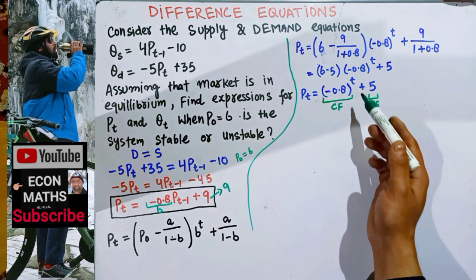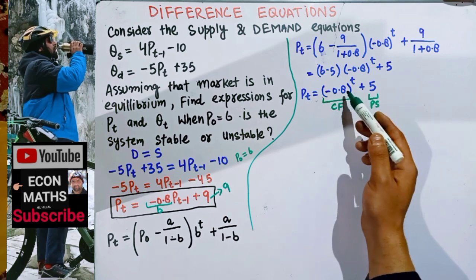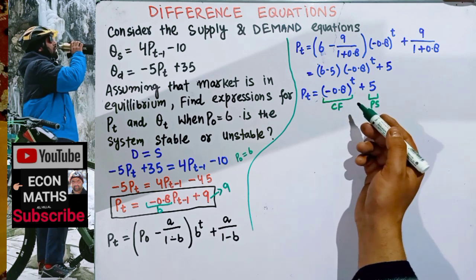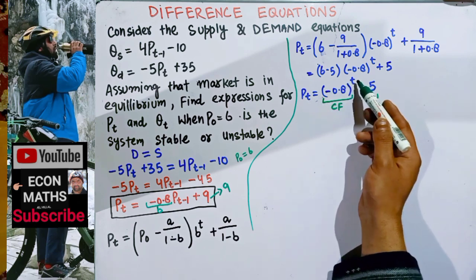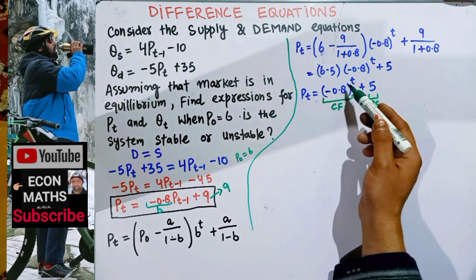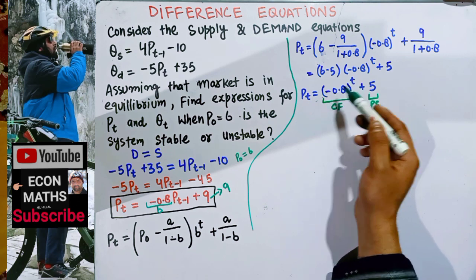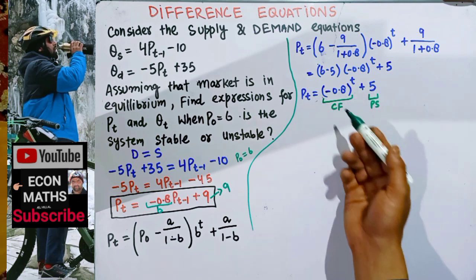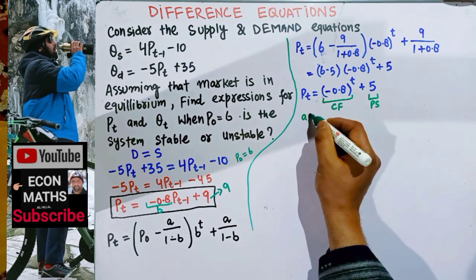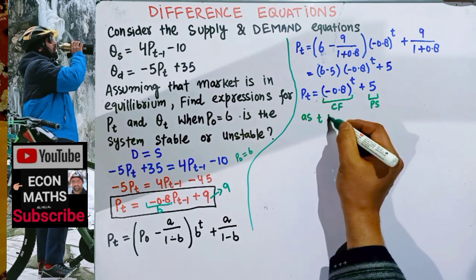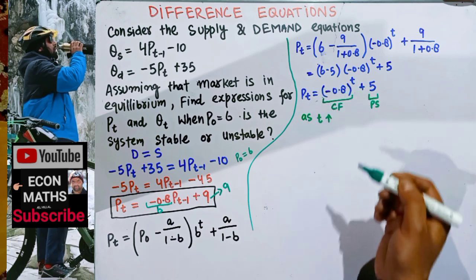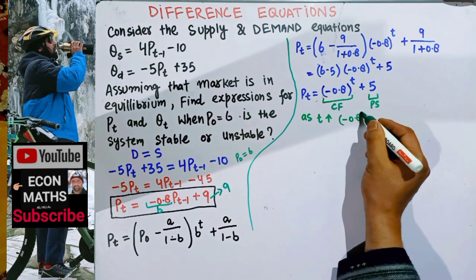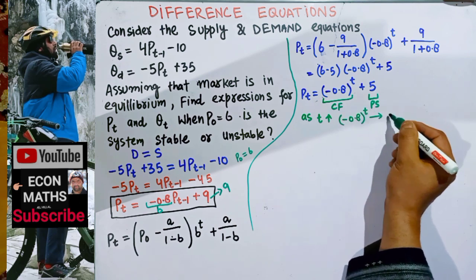Okay, for dynamic stability here, this complementary function should approach 0. That means for stability, this term should vanish. It should approach 0, and our particular solution will be equal to 5 here. So here we can see as t increases, if t increases, this first term, minus 0.8 raised to the power t, will converge towards 0.